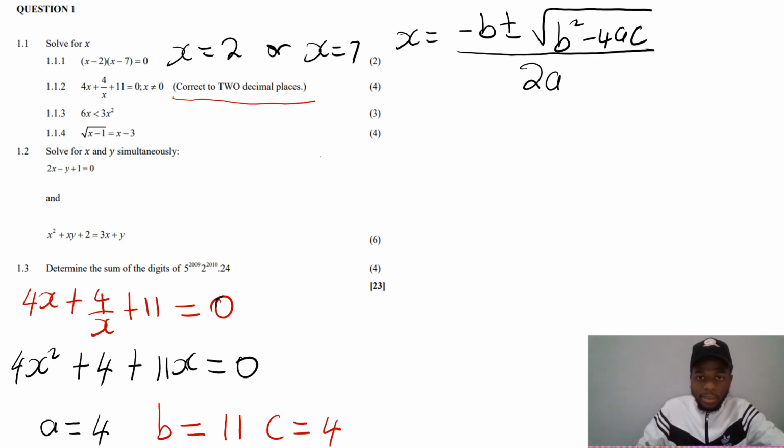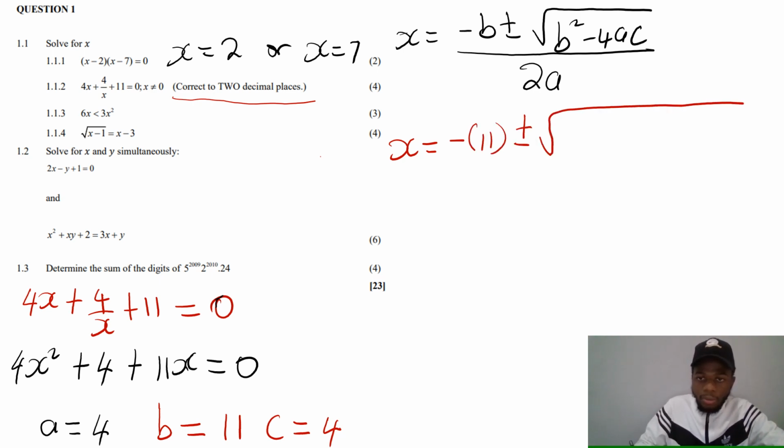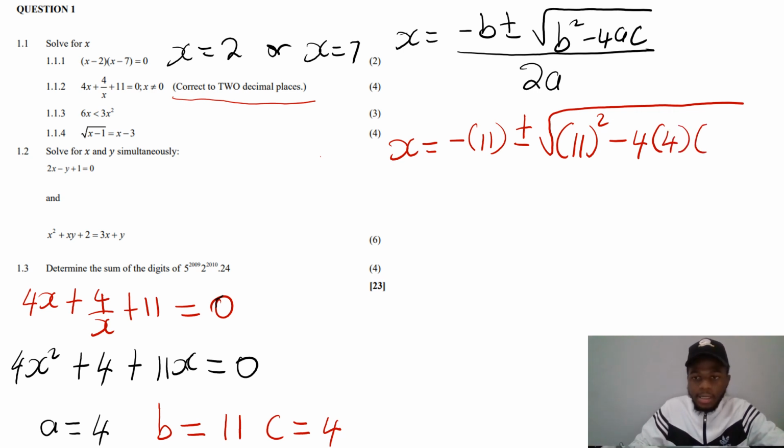Now we can plug everything in. Minus b, our b is 11, plus or minus the square root of b squared, which is 11 squared, minus 4 times a, which is 4, times c, which is also 4, and then divided by 2 multiplied by a, which is 4.